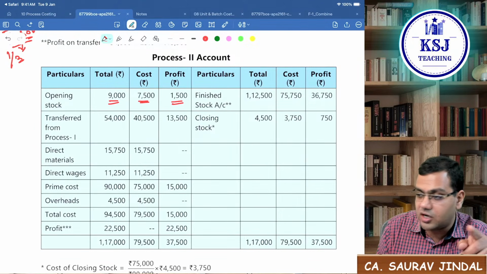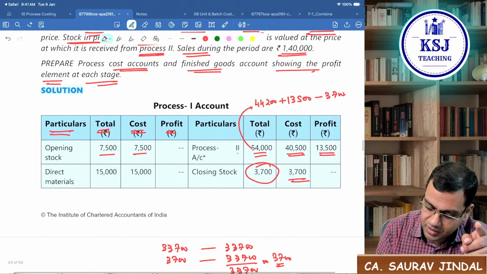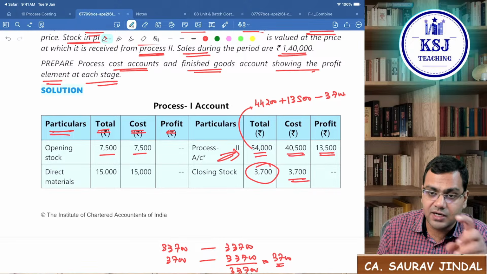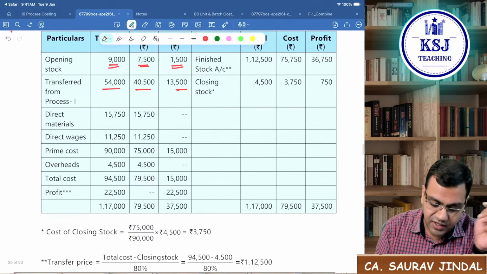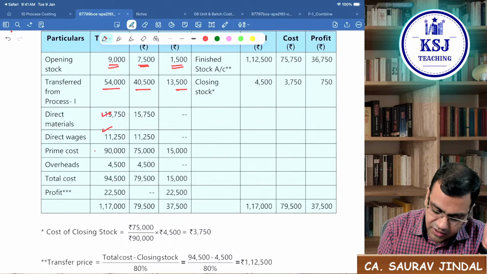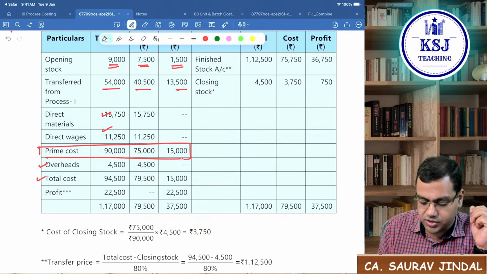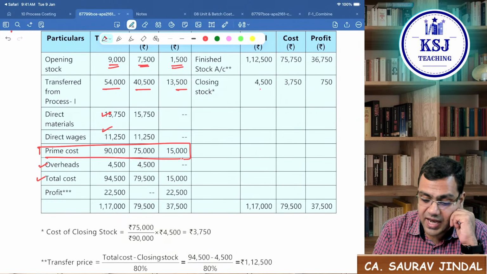Then you will record what is transferred from process 1. Total value 54,000. In that, cost element is 40,500 and profit is 13,500. Then direct material, direct wages, then you will get your prime cost. Add overheads, you will get your total cost. Clear?